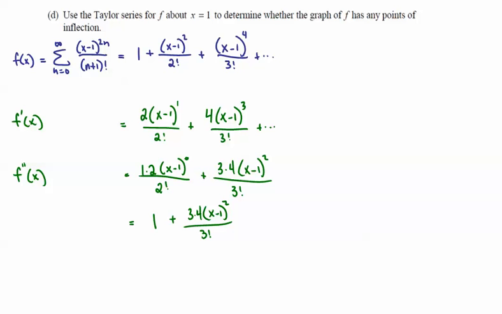Since these are all positive terms, even when x is equal to 1, everything after the first term will zero out, but you'll still be left with a 1 there. And what that tells us is that the second derivative of f is greater than 0 for all x. Therefore, there is no point of inflection.